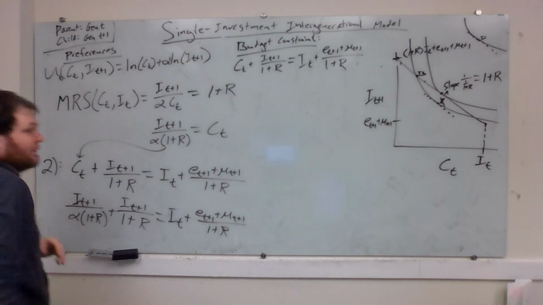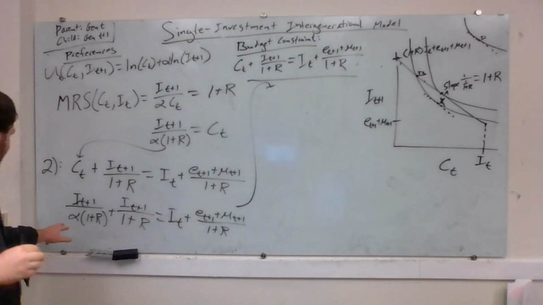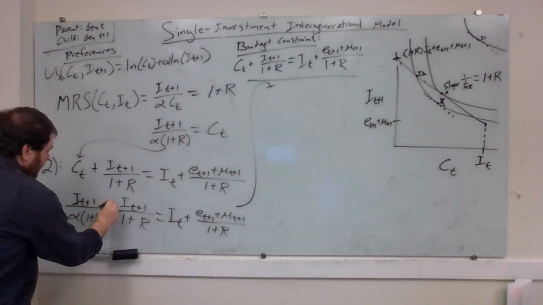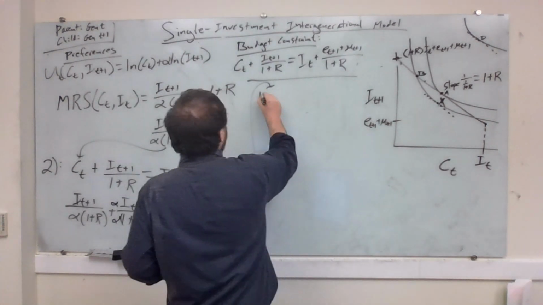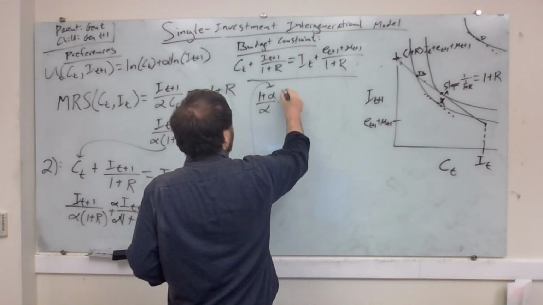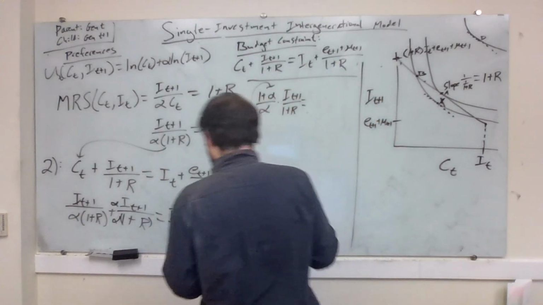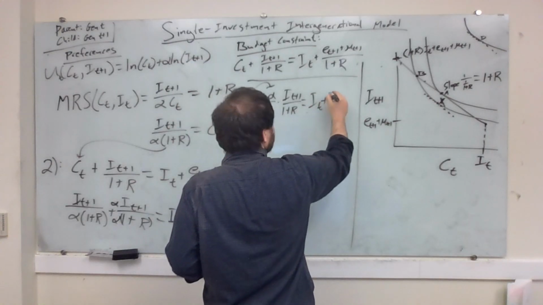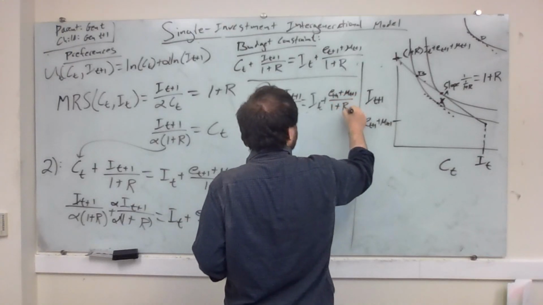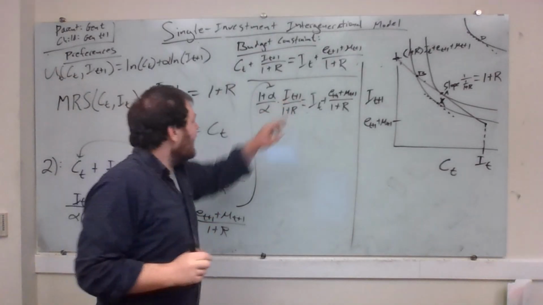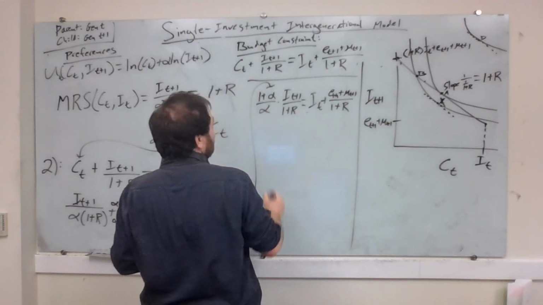So we can combine all of this, right? We can multiply this by alpha over alpha, right? So then we can say 1 plus alpha over alpha times i_t plus 1 over 1 plus r is going to equal i_t plus e_t plus 1 plus mu_t plus 1 over 1 plus r. Sorry, this is hard to do on a tiny board. And then we can get i_t plus 1, right? We're basically there, just by multiplying both sides by 1 plus r times alpha over 1 plus alpha.